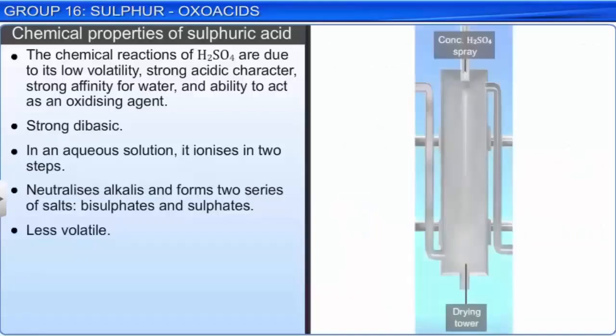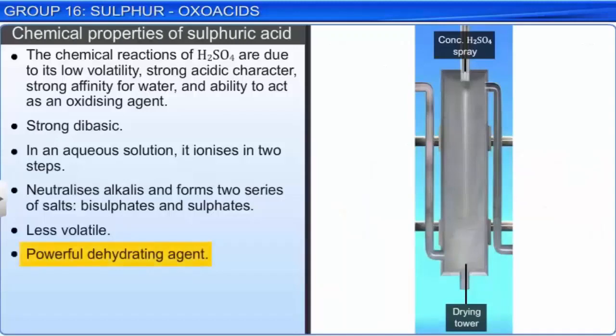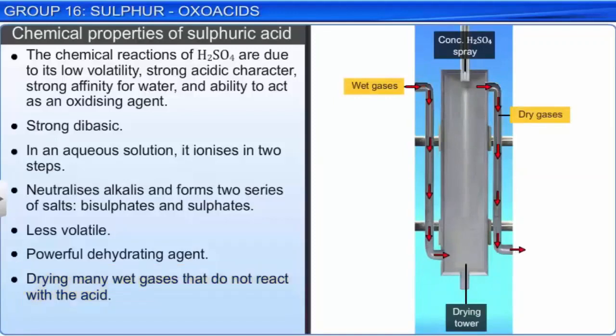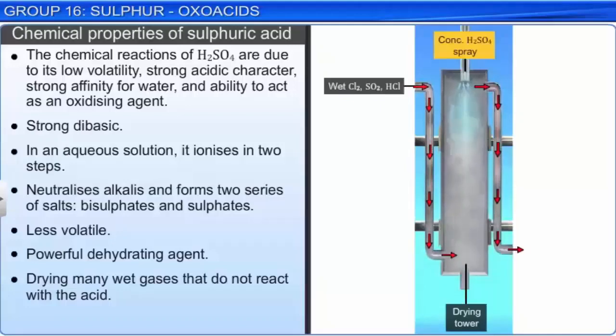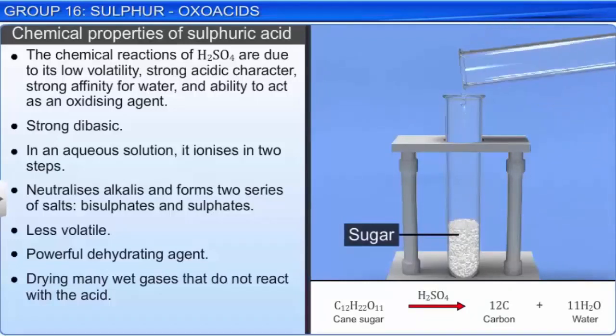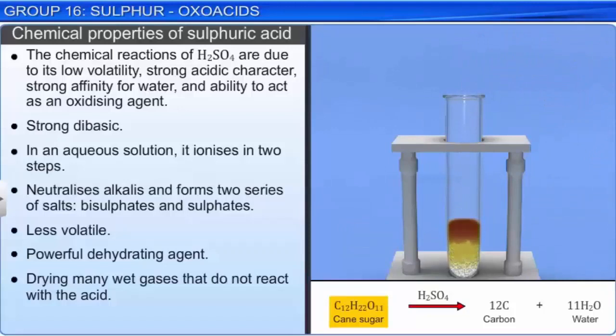Concentrated sulfuric acid is a powerful dehydrating agent. The dehydrating property is used in drying many wet gases that do not react with the acid. For example, gases like chlorine, sulfur dioxide, and hydrochloric acid are dried by passing them through sulfuric acid. Sulfuric acid also removes water from organic compounds like carbohydrates. For example, it chars sugarcane, glucose, and starch to carbon.